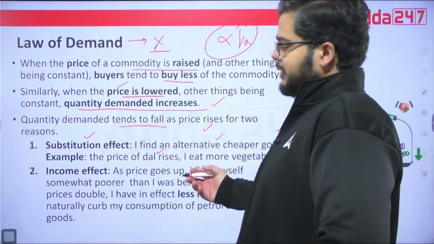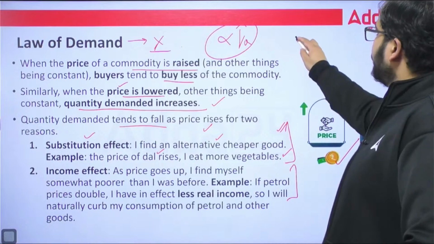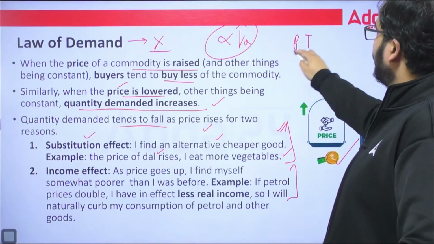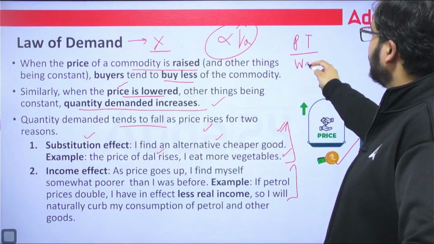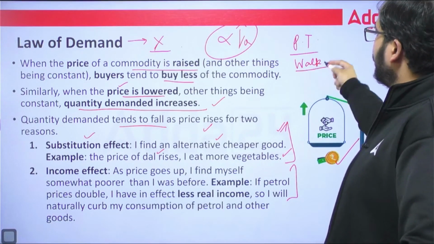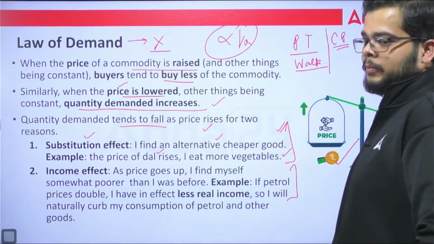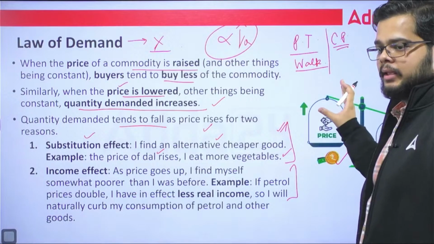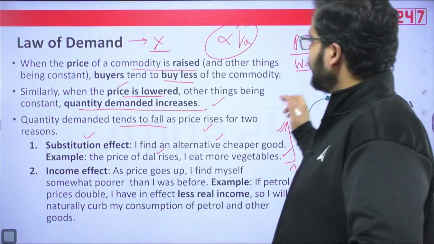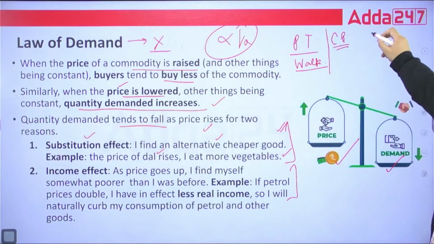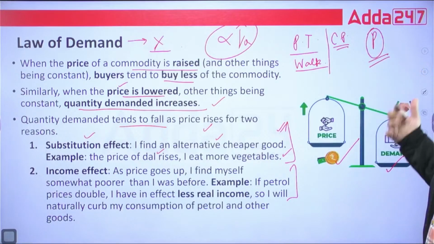Now what can the person do in the income effect? They can move on to public transport, or for that matter they can walk to the workplace, or they can do carpooling. So various alternatives are there. But in this particular case, we cannot say that the substitution effect will work. Why? Because we cannot replace the commodity, that is petrol, with some other commodity.